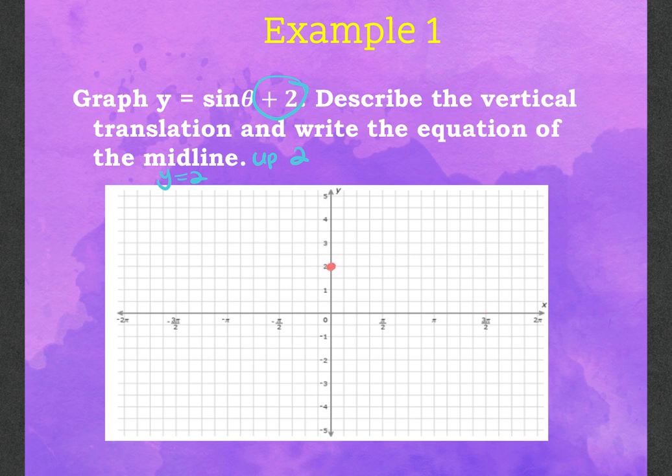And then I would go up my amplitude, which is up 1 from here, back down my amplitude, down my amplitude again, and then back up my amplitude. And then I get that same curve. So whatever makes the most sense to you, you want to obviously stick to that method, but it's totally up to you. Both of those are fine. If you wanted to graph the midline, you would see it at y equals 2.